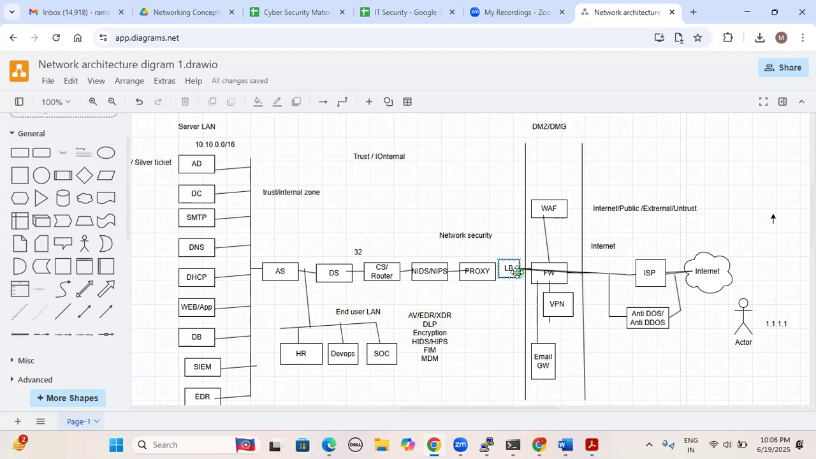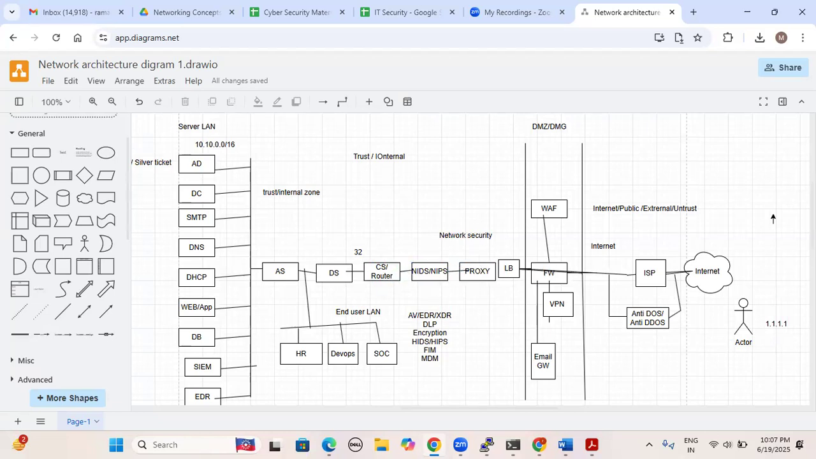Then it will go to the load balancer, which will balance the load. Then it will go to the proxy once again. The proxy will validate where the traffic is coming from and what type of activity the attacker wants to do. In case it matches proxy functionality, the proxy will block it. In case it matches the firewall, the firewall will block it. Then network IDS and network IPS: in case it matches their functionality, they will block it.